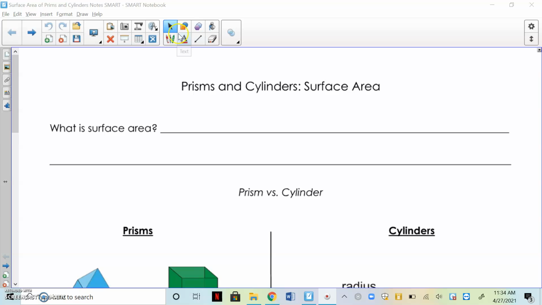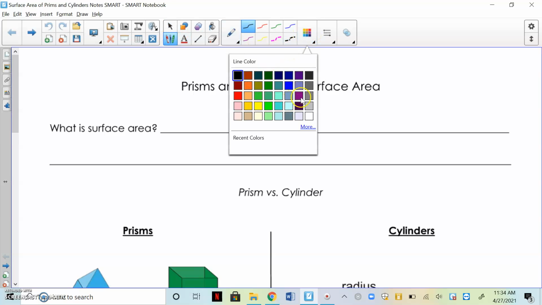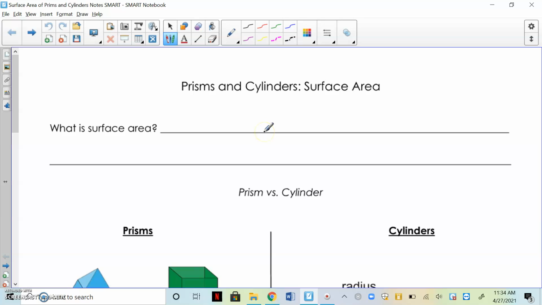So first it's appropriate to just talk about what surface area even is, and essentially it's the space that covers a three-dimensional shape, right? If you were to take wrapping paper and wrap up a present, the amount of wrapping paper you need would be the surface area of that shape or that 3D figure. So essentially, it's the sum of the areas of all the faces of a three-dimensional figure.